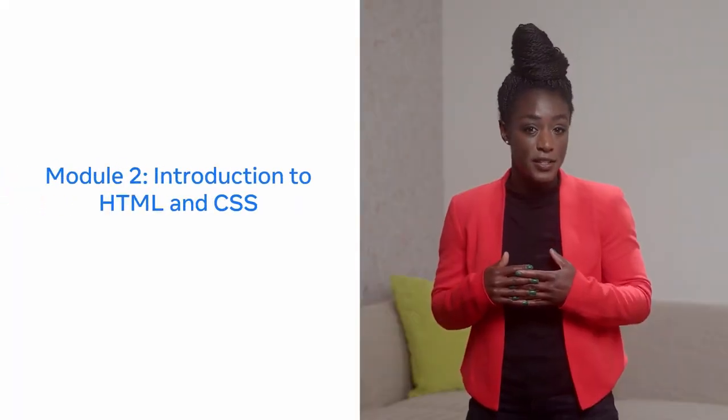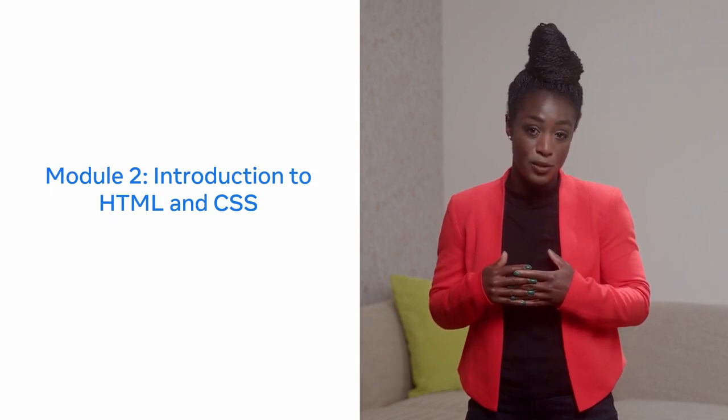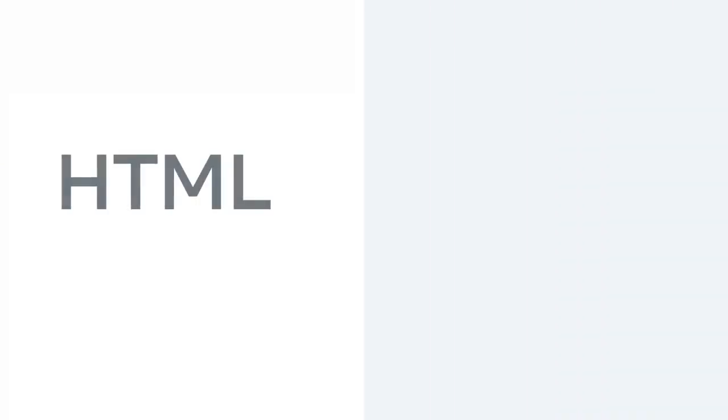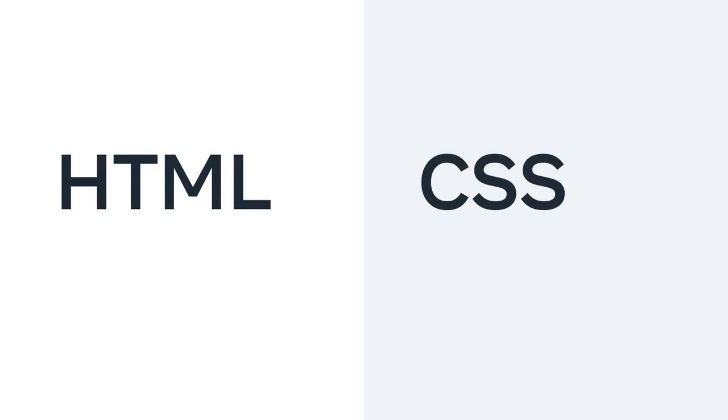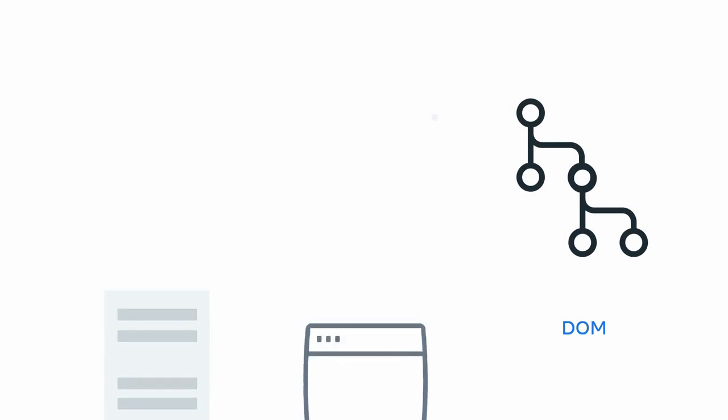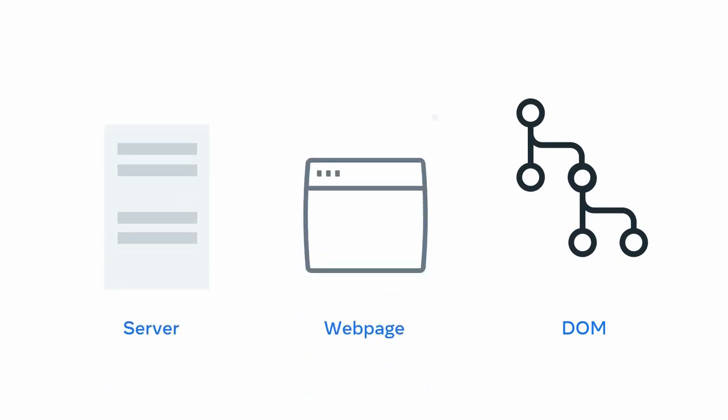An introduction to HTML and CSS followed in Module 2. In Module 2, you learned about HTML and CSS. In HTML, you discovered how to create an HTML document, use simple HTML tags, and link documents to create a website. Then, you learned about the Document Object Model, or DOM, and how it's used to display the content that you see on your device.